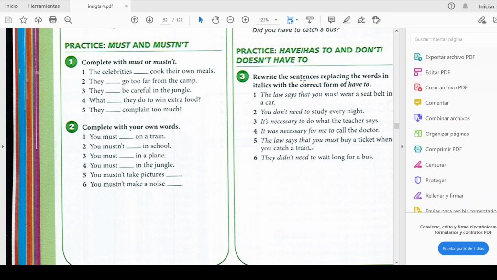Obviously, remember that we are going to check this in the next class. So if you have any question or doubt about this topic, please write it down, and next class I'm going to explain it to you. So that's going to be all for this week.